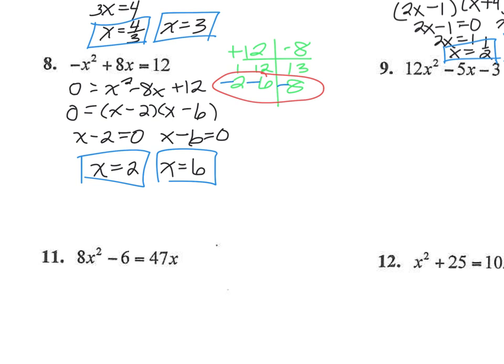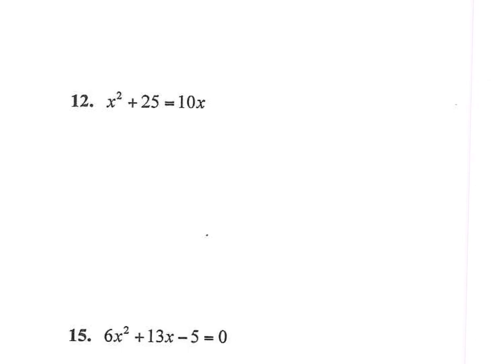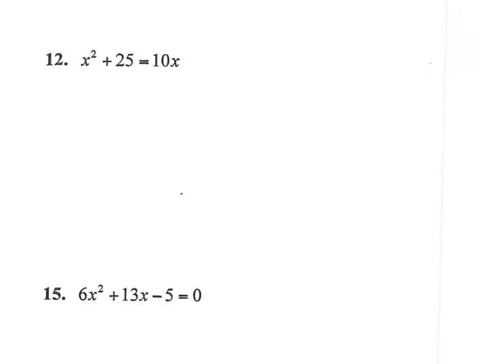All right, and then the last one in this section that we're going to do is number 12, because number 12 has an interesting answer. So again, like 8 and 6, we don't have 0 on one side. Your x squared term here is positive, so I want to move the 10x over to the left side, and it's going to move here in the middle between these two. I'm going to subtract the 10x from both sides in order to move it. So you end up with x squared minus 10x plus 25 is equal to 0.